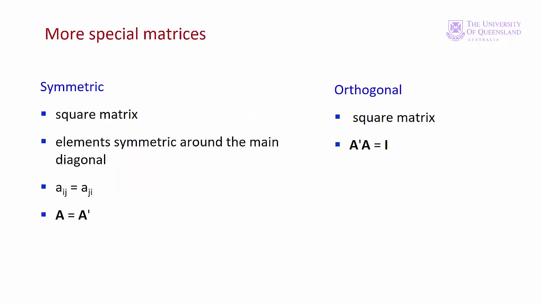We've seen the case of a square matrix that is symmetric. The elements are symmetric around the principal diagonal. So in general, element aij is equal to aji, and the transpose of A is equal to A. The final case is for an orthogonal matrix. Here we have a square matrix where A transpose times A is equal to the identity matrix.